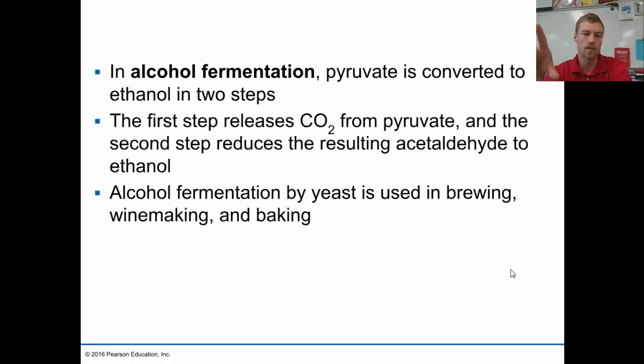So the first type is alcohol fermentation. This is where the pyruvate is converted to ethanol in 2 steps. The first step is going to release some carbon dioxide, and then the second step is going to result in ethanol. Alcohol fermentation is used by yeast, specifically in brewing, winemaking, and baking. The release of the CO2 is what carbonates beer. It also is what makes bread rise. And then the alcohol is what makes wine and beer alcoholic. In breads, it is going to be baked off, except for in sourdough breads. Sourdough breads are sour because there is still some alcohol left inside of them.